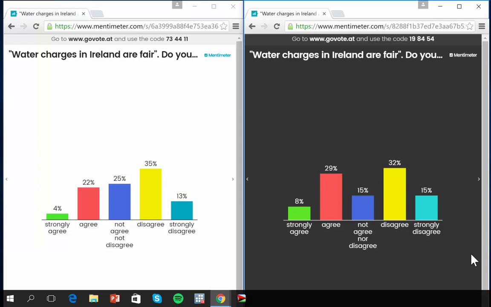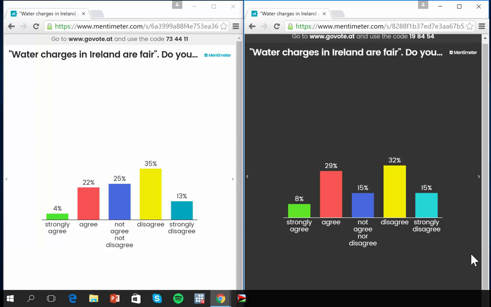So the same question, the same answer categories, but I had the order slightly different, and bang, we get different results. And if we go back to this.